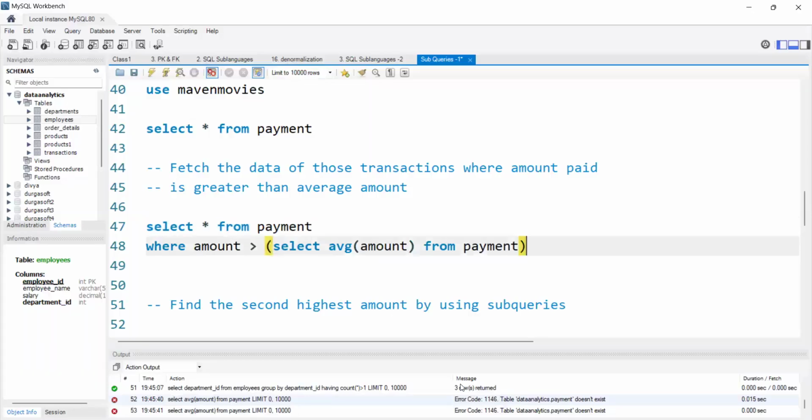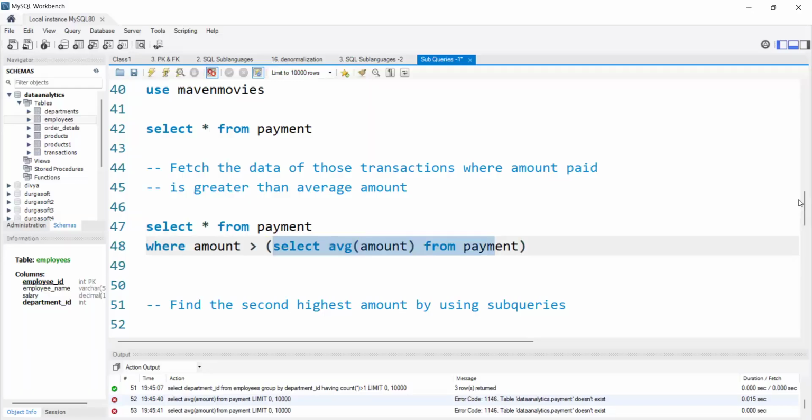Related in the sense, I can also say the inner query will not be dependent on the outer query. If I execute this inner query separately, I can still find my answers. Whereas we have a concept called correlated subqueries. In that also we will write two queries, inner query and outer query.